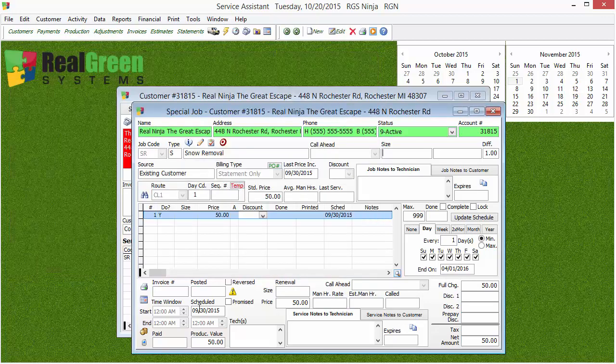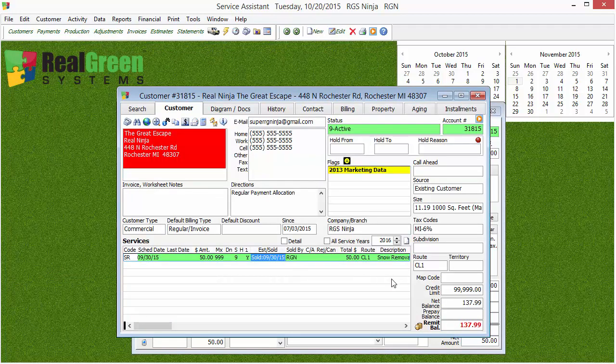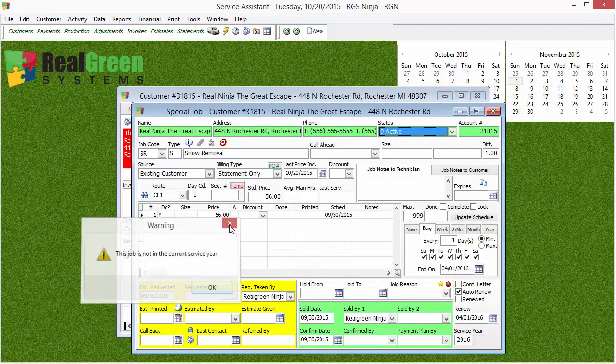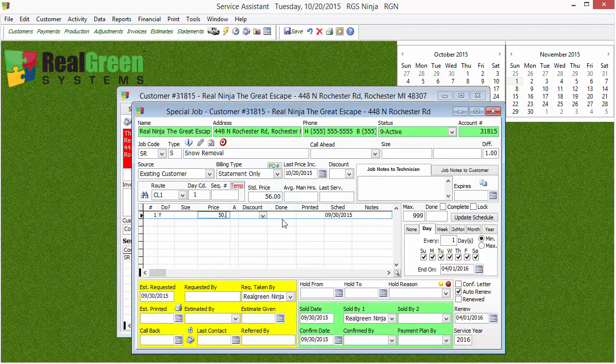Now, once all your prices have been increased, you might want to run what's called a price discrepancy report. Now I'm going to cheat a little bit. I'm going to come into this job right here and lower this price manually down to $50. So let's say, for example, he got missed on the price increase for whatever reason. I want to show you what that report does.